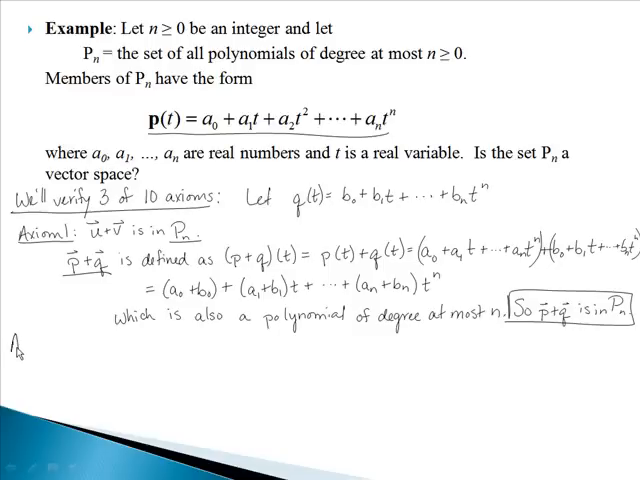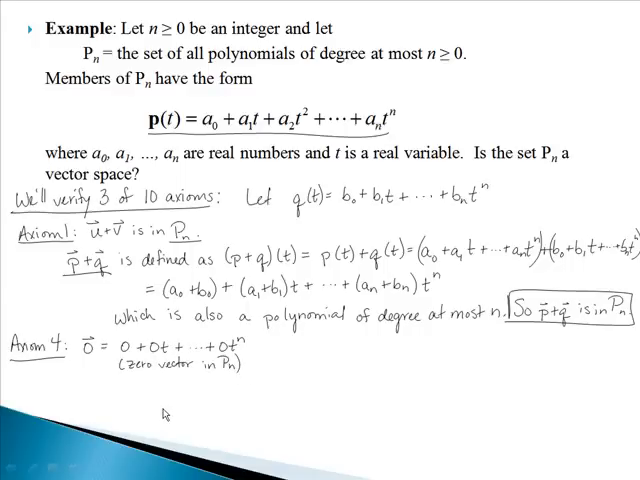Now we're going to look at axiom 4. And remember that axiom 4 stated that the 0 vector is in our set V. So first I'm going to define the 0 vector to be 0 plus 0t plus all the way up to 0t to the n. And this is the 0 vector in our set P sub n.